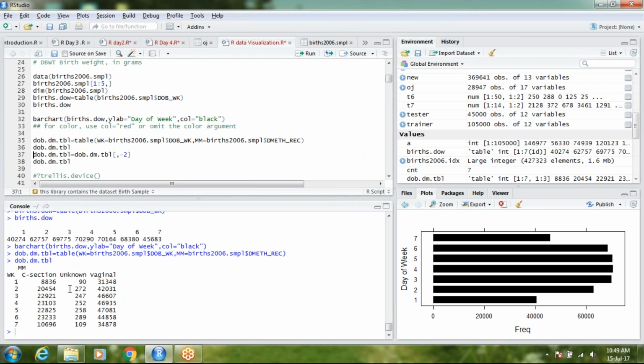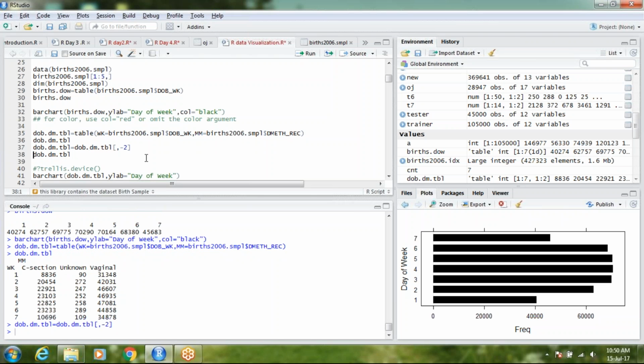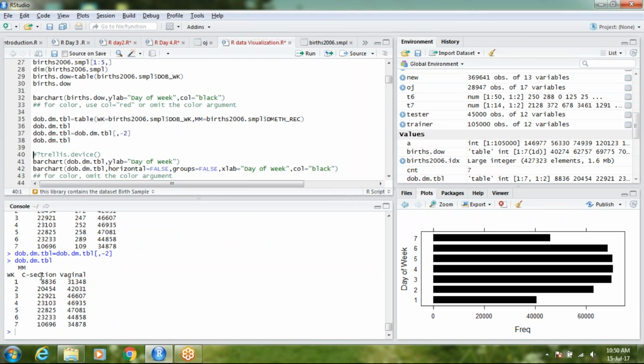So let us do one thing. The unknown factor is not of any use to us. So let us remove that and then work with the rest of the data. C-section and vaginal, these are the two things which we actually need. So we have removed that. For that, I only removed the second column, and let's see. I am only left with C-section and vaginal.